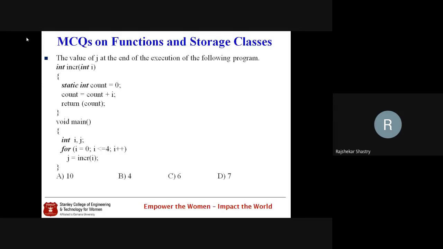Then comes the question: the value of j at the end of the execution of the following program. Don't worry about whether it was decremented or called. Just see this and tell me finally what the value of j is. I agree that we didn't print j, but it is clearly mentioned in the question: what is the j value at the end of the execution. Trace it and tell me. I too have to work it out.